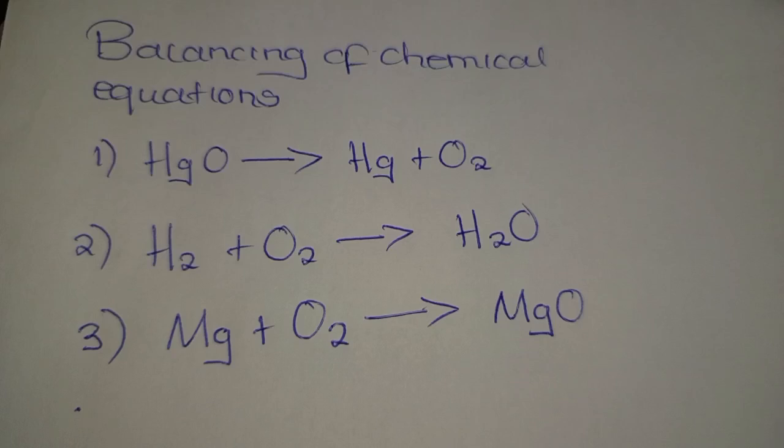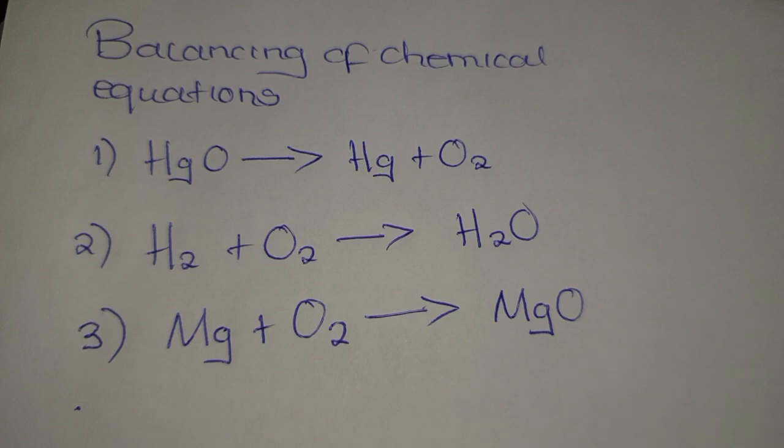Ladies and gentlemen, today we have one interesting subtopic in chemistry, that is balancing of chemical equations. When we are dealing with the balancing of chemical equations, you need to balance what is on the reactant side to what is on the product side. We can start with the first equation there, which is mercury oxide, which was decomposed into mercury and oxygen.